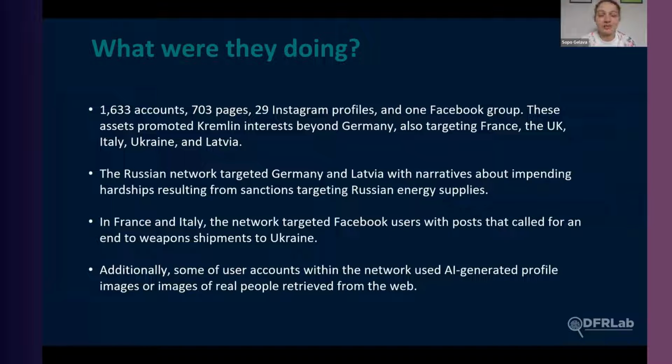And the first iteration had this number of assets in the operation, more than 1,500 accounts, pages, Instagram profiles, and one Facebook group. This means that it was more on transparency.